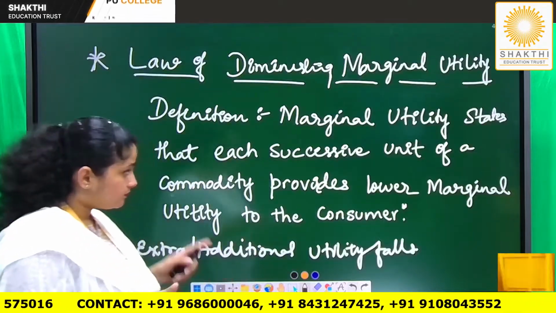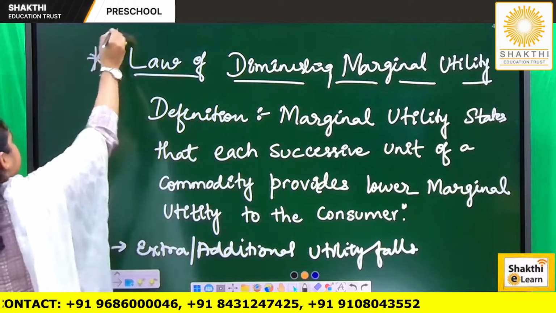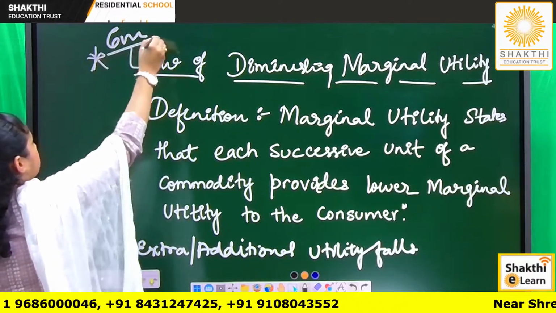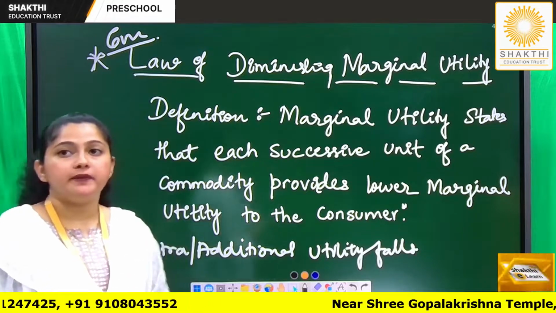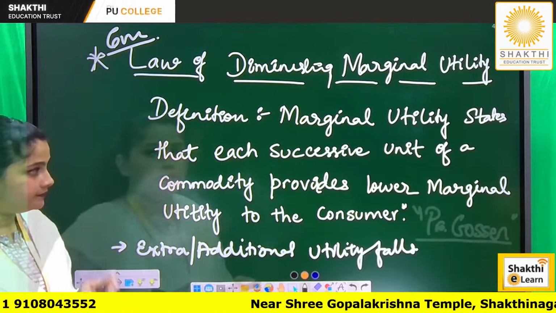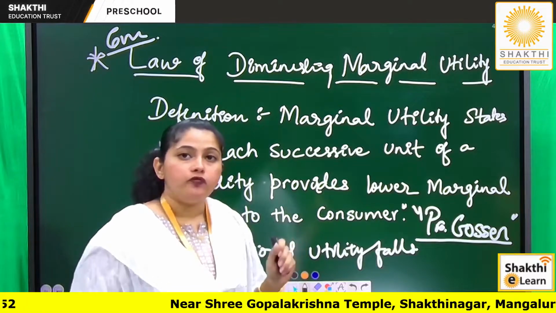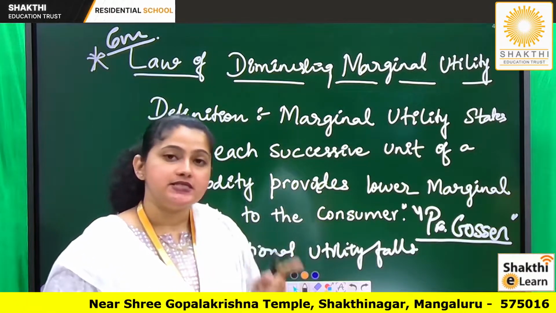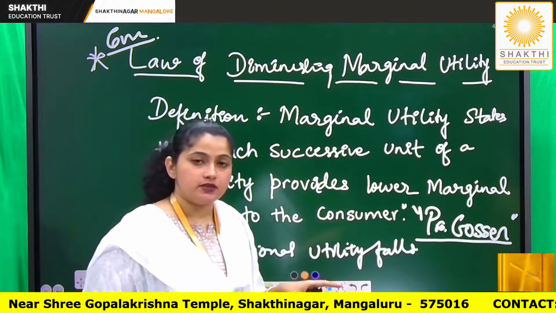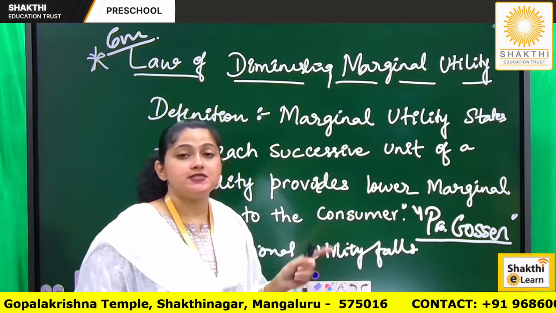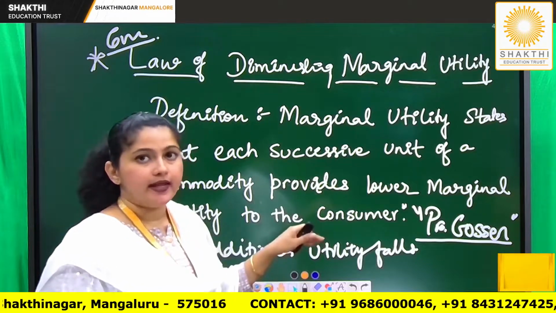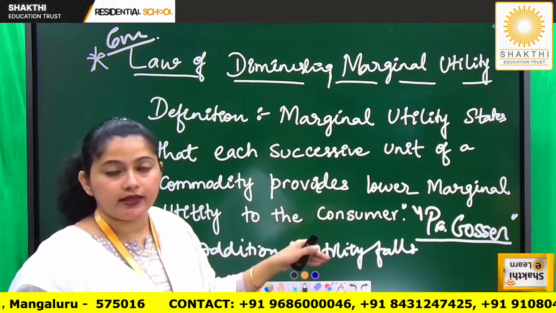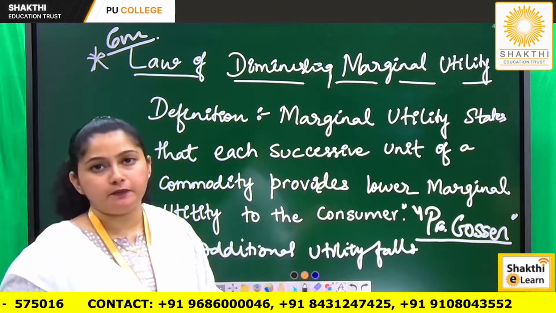Next, this is something important and which usually comes for 6 marks. Law of diminishing marginal utility. So this law of diminishing marginal utility, since it was started by Professor Gossen, is also called Gossen's first law. Then this particular law was popularized by Alfred Marshall.